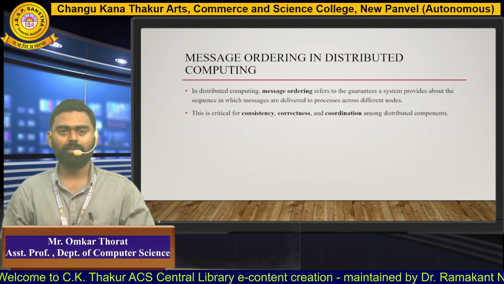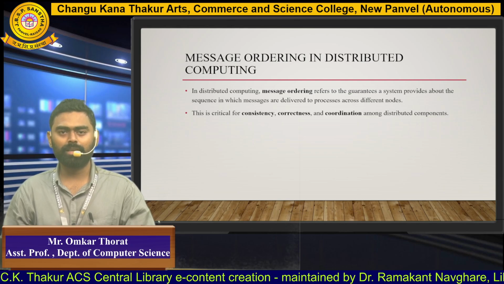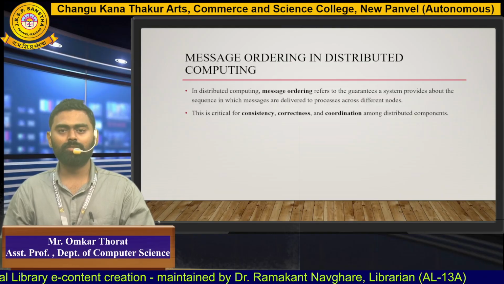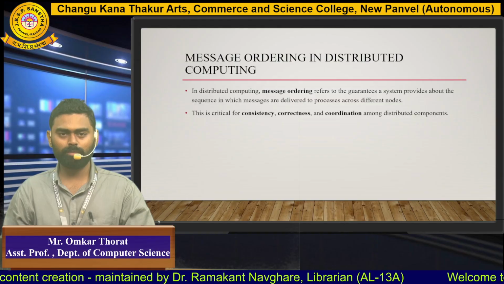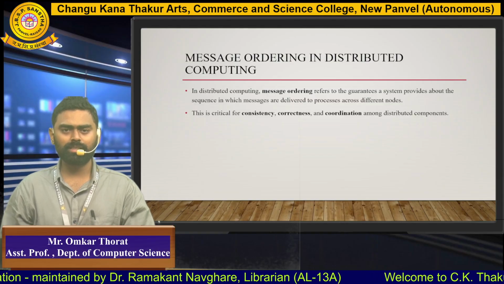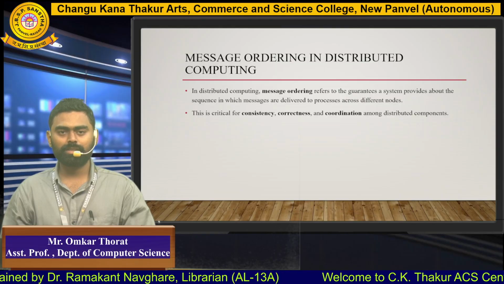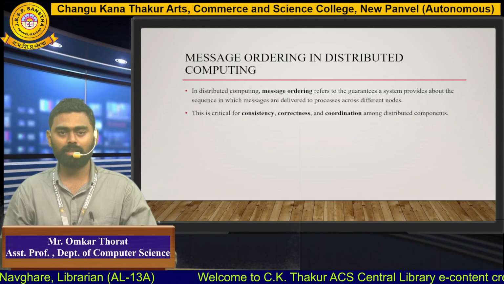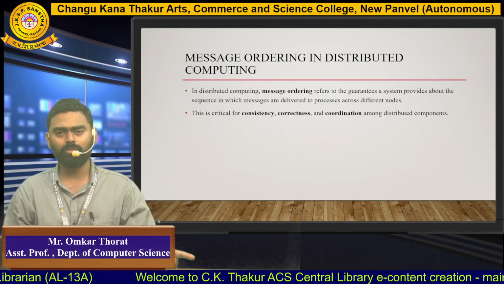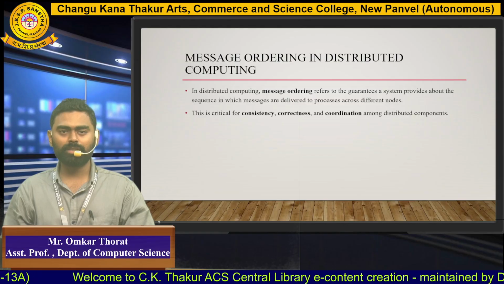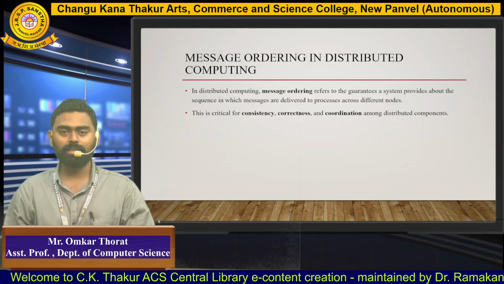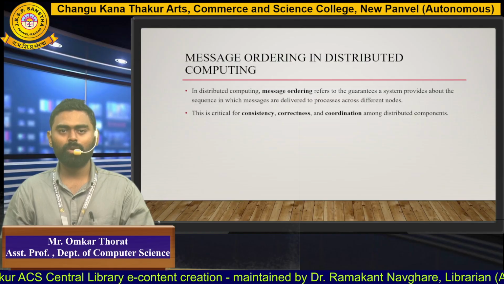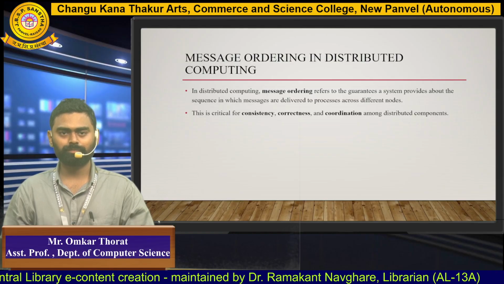In distributed computing, message ordering refers to the guarantees a system provides about the sequence in which messages are delivered to processes across different nodes. It is important because, while a sender is sending a message to a receiver, there is a sequence in which the receiver receives that message.